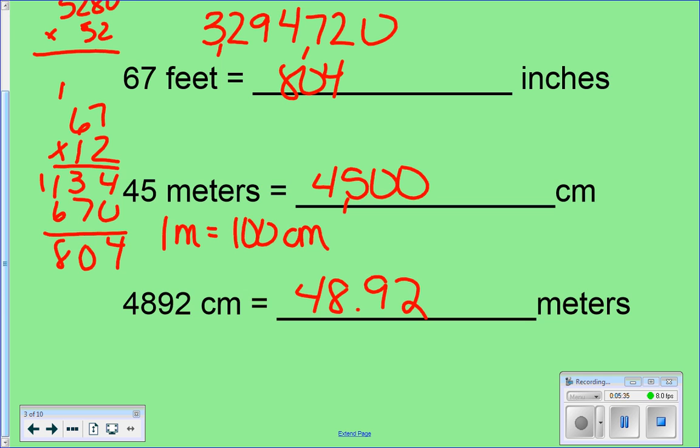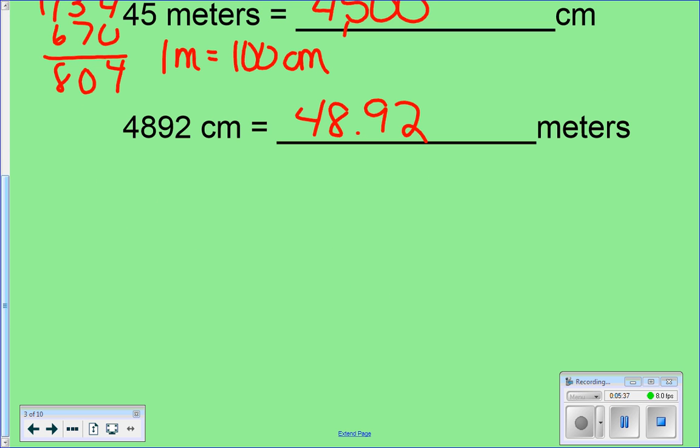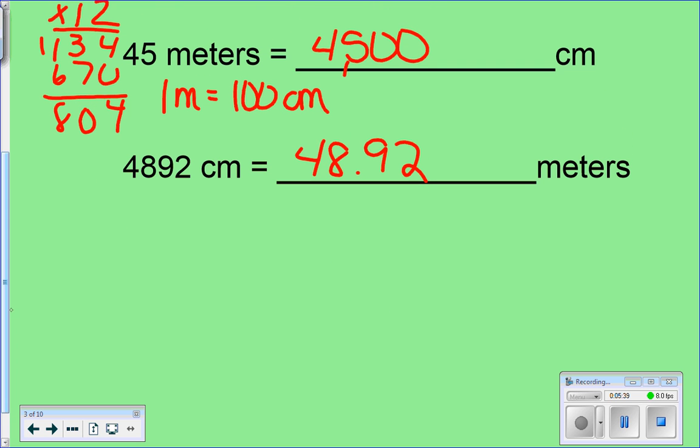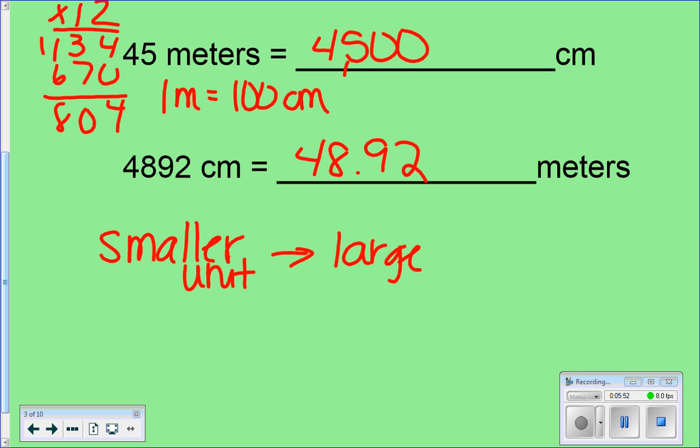So, okay, now here is a simple, easy rule to remember. If you have one-step stuff like I've been doing up here, if you're going from a smaller unit to a larger unit, so here's a good example. If I'm going from a smaller unit to a larger unit, what did I just do?